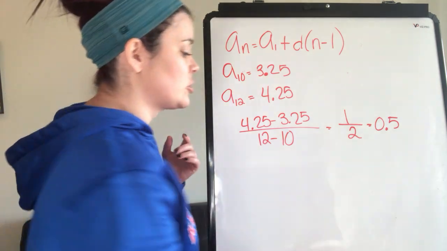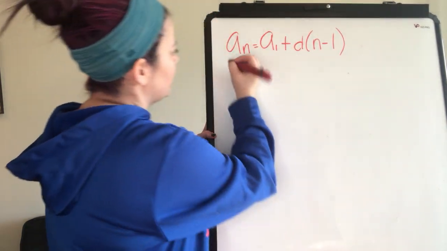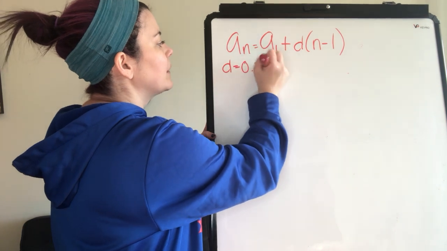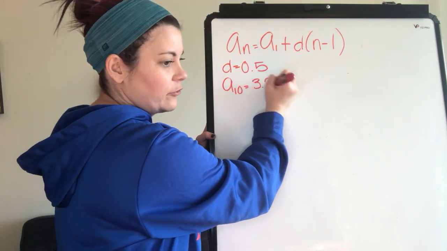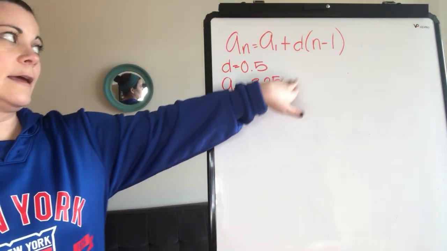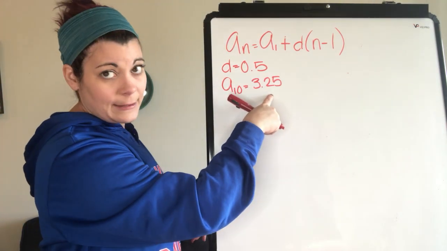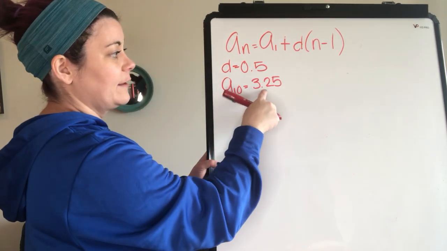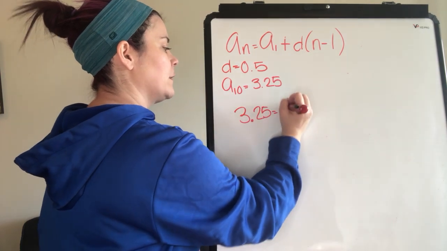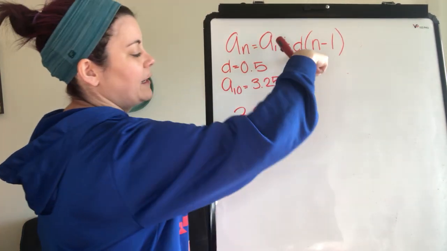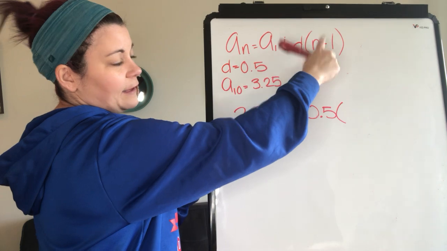So we need to figure out the first term. I know the common difference is 0.5, so I'm going to write that up here to remind myself. And then I'm going to write A10 is equal to 3.25, and I'm going to plug this into my equation. So if the 10th term is 3.25, this means that a to the n, 3.25, equals, we're looking for a to the first, we don't know that, plus d, which is the common difference, 0.5, times n minus 1. N stands for the term number.